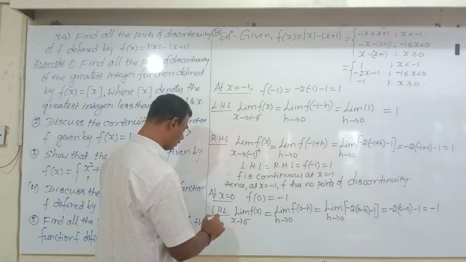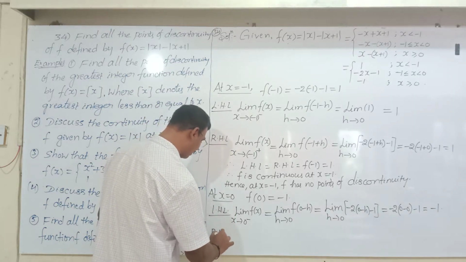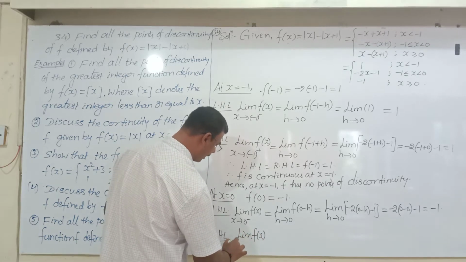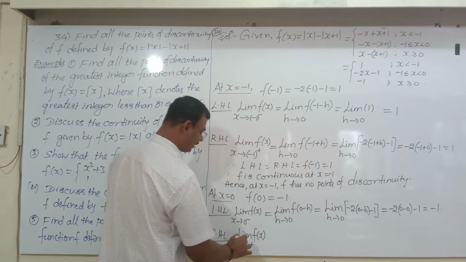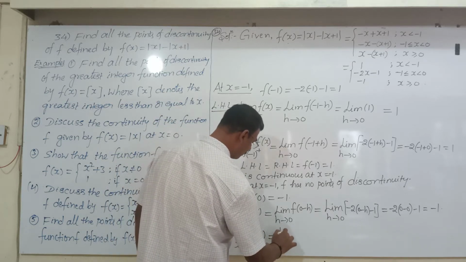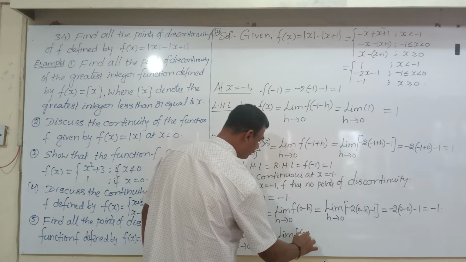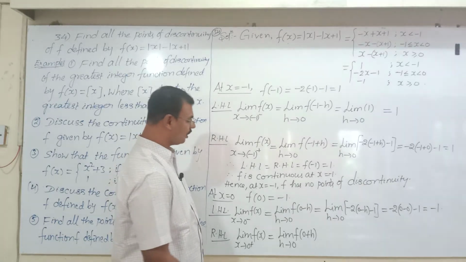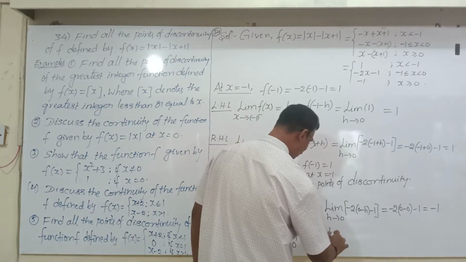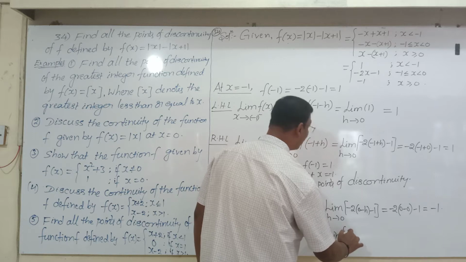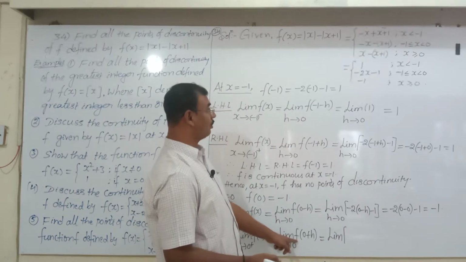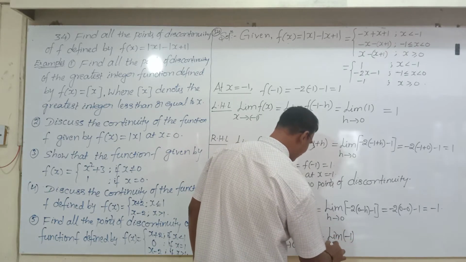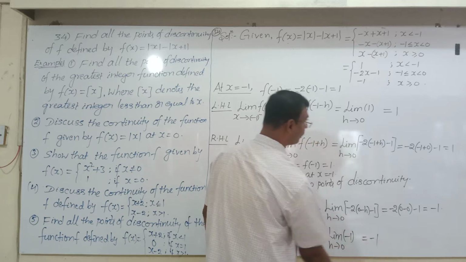In the same manner, we have to find the right hand limit, RHL. So the limit of f of x as x approaches 0 from the positive side is equal to the limit of f of 0 plus h as h tends to 0. What is the value when x is more than 0? So f of x value is -1. As h tends to 0, this is equal to -1.